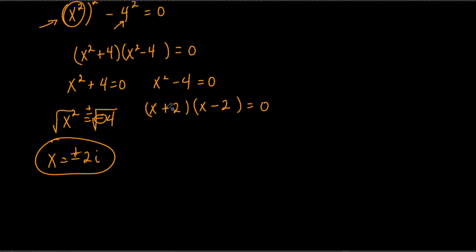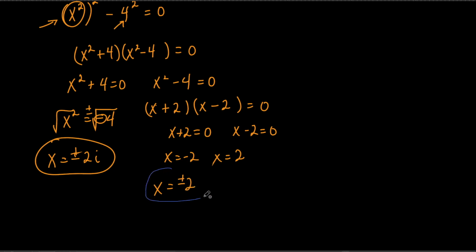And now look, I got, again, two things multiplied together is equal to 0. So I set them both equal to 0. Now it's super easy. So x plus 2, x minus 2, set them both equal to 0. So x is equal to negative 2, and x is equal to positive 2. If you wanted, you could write it like this. You could write plus or minus 2. There's a bunch of ways you could write the answer that would be right.